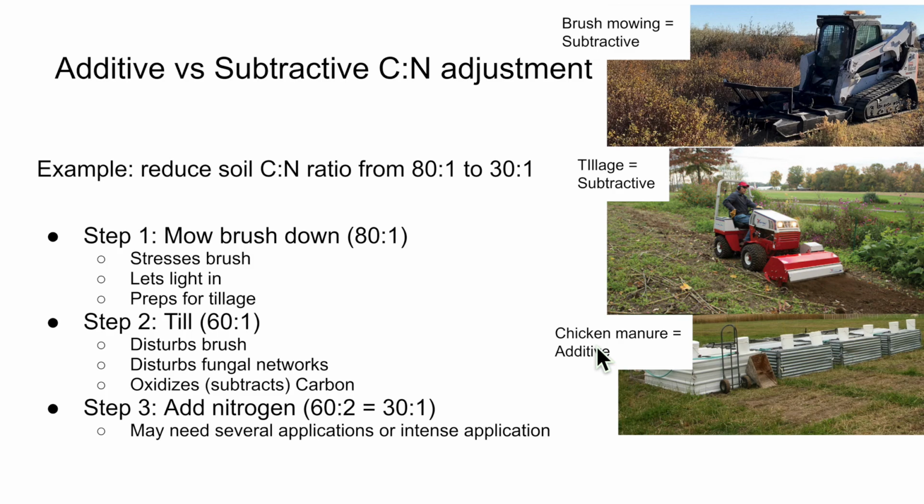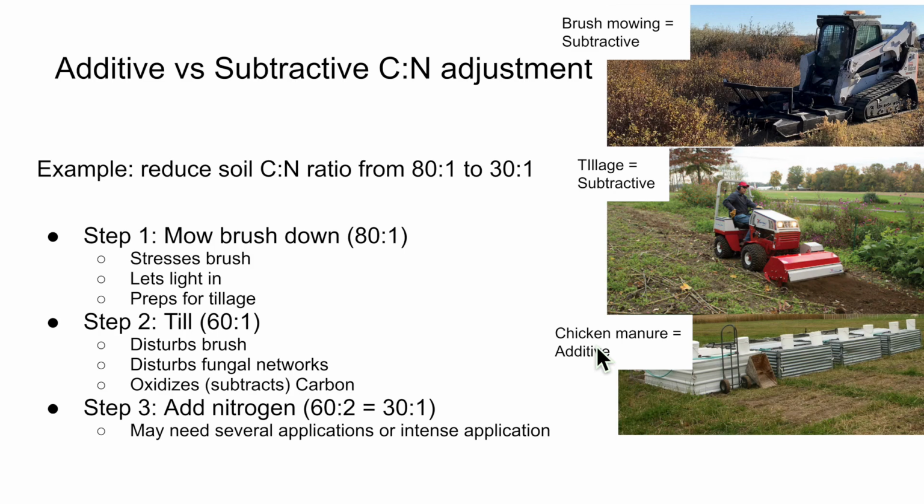When we till, we further disturb the brush, we disturb the fungal networks, and we oxidize or subtract carbon, which might bring our carbon to nitrogen ratio down to, say, roughly 60-to-1. Step 3, we add nitrogen. So now, instead of a 60-to-1 ratio, we have a 60-to-2 ratio, or 30-to-1 ratio. In this case, the chicken manure from our chicken tractors is providing that concentrated form of natural nitrogen.